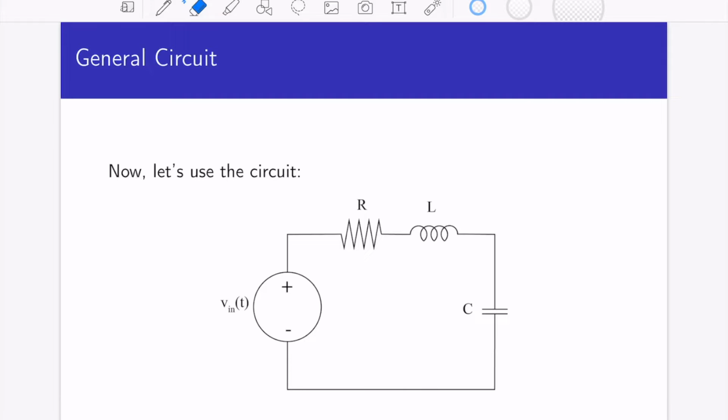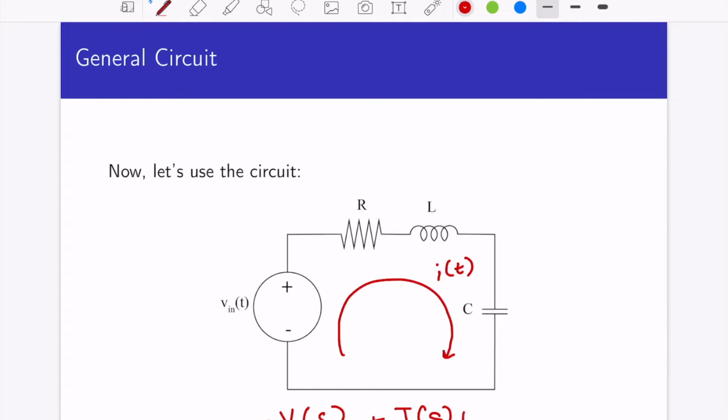So now let's consider a more general circuit. Here's a circuit with an ideal voltage source in series with a resistor, an inductor, and a capacitor. So if we call the loop current I of t, then we can write an equation for that loop, and we will write that in the S domain. So we have minus Vin of s, plus I of s R plus I of s times SL plus I of s times 1 over SC, and that's equal to 0. Okay, ran out of space a little bit, but that's okay.